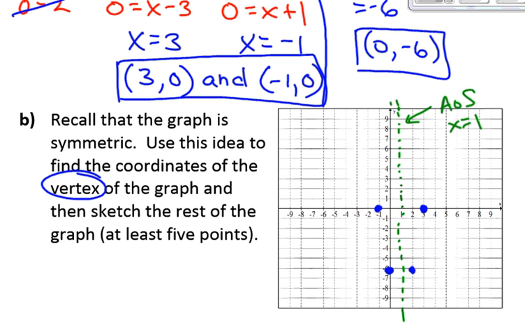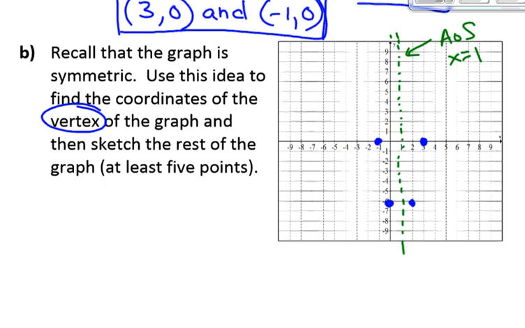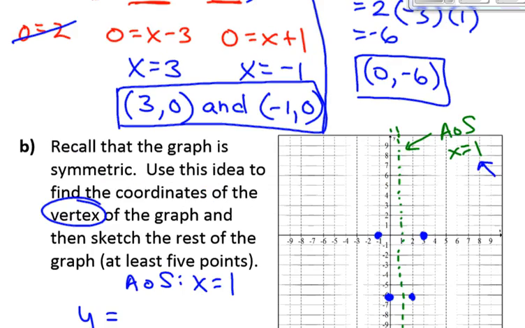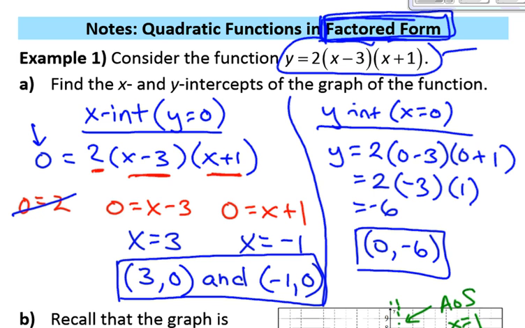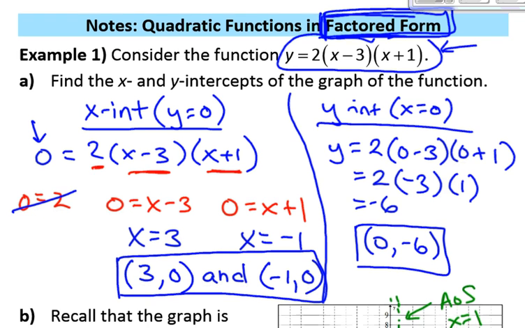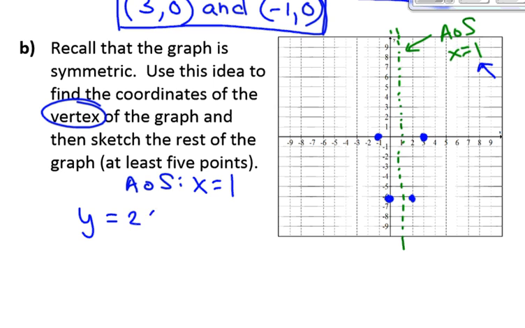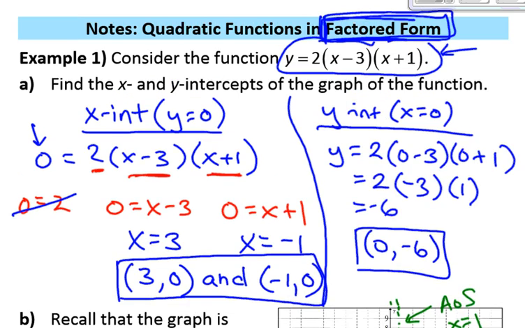You cannot guess. So the vertex, remember, is going to be on that axis of symmetry. So we actually already have half of the vertex, which is x equals 1. So since we know the axis of symmetry, x is 1, then what we do is we plug that 1 into our equation, back up at the top. We plug in 1 for x so that we can find the y value of the vertex. So that would be 2 times 1 minus 3 times 1 plus 1.